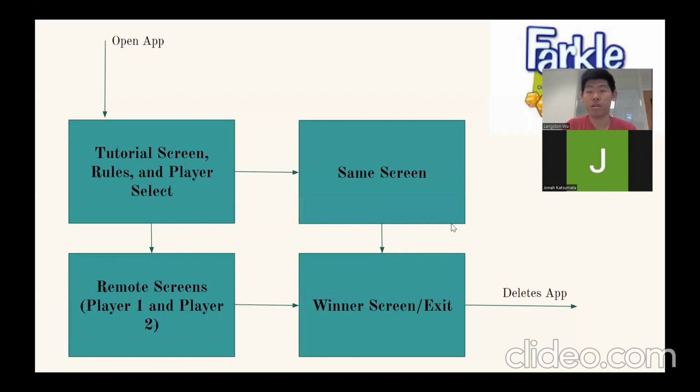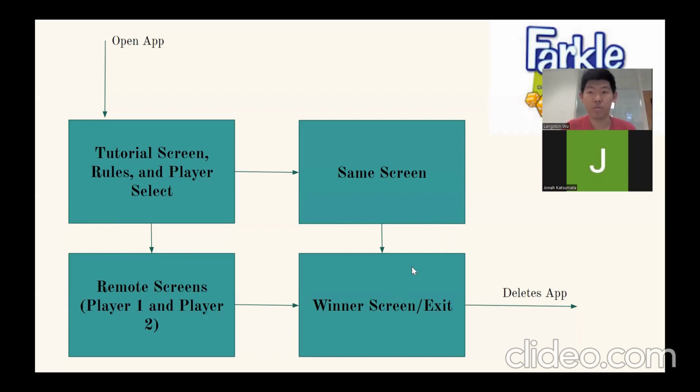So just before we get into the code, here is a quick overview of how the app actually works. Once you open the app, you'll be presented with the tutorial screen, the rules of how to play, and the 3 buttons on how you would like to play the game. If you're playing remotely, you would choose player 1 or player 2, respectively, on which one you are, or you can play together in the same room. That would be the play together button.